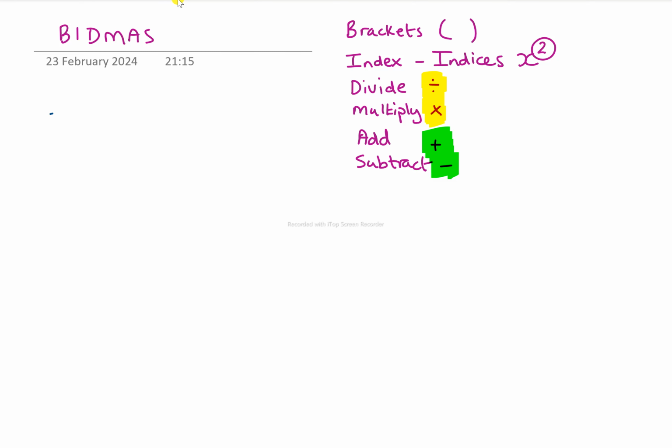So for example, if you saw something like 3 plus 4 times 2, what you do is you run along here in that direction and you look for any brackets. There's no brackets, so I'm going to tick that off with the red pen. That's done. If I run along here again, there's no indices, there's no powers. Running along again, I can only see a plus and a times, so there's no divide.